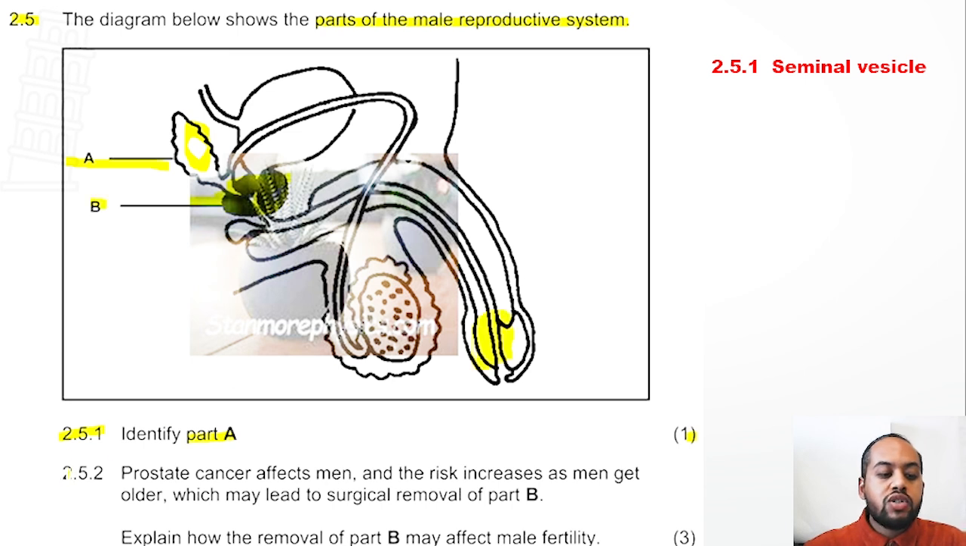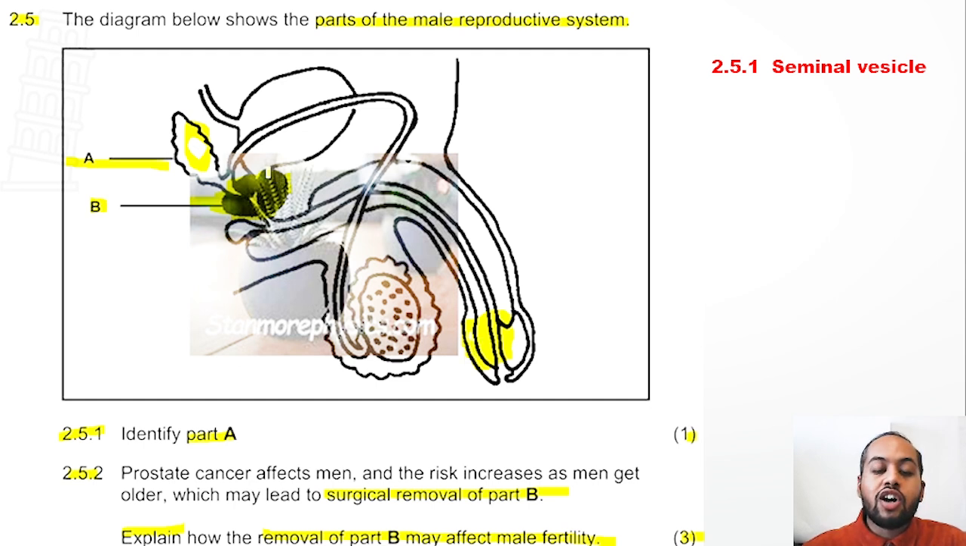Then 2.5.2, the prostate cancer affects men and the risk increases as men get older, which may lead to surgical removal of part B. Explain how the removal of part B may affect male fertility for 3 marks. First, you're going to look at part B and you see that part B is referring to the prostate gland. Now you ask yourself, what is the function of the prostate gland? So the prostate gland normally releases an alkaline medium that's going to protect you from the low pH conditions that's found in the urethra.